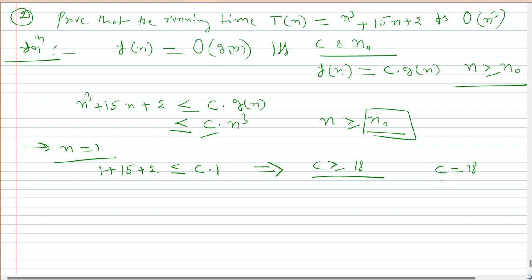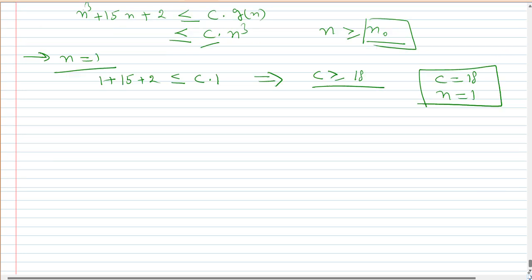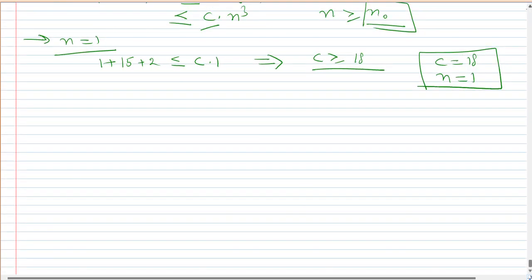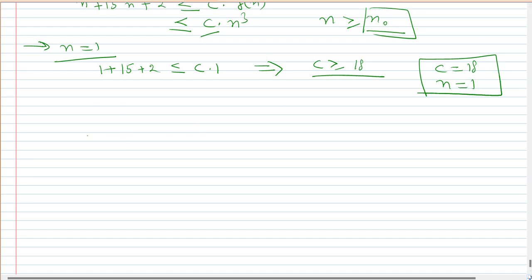and n as 1. So for these values of c and n, our inequality holds, and we can say that our fn is Big O of gn. So hence proved.